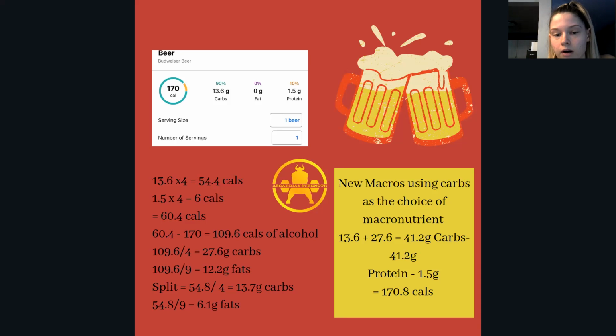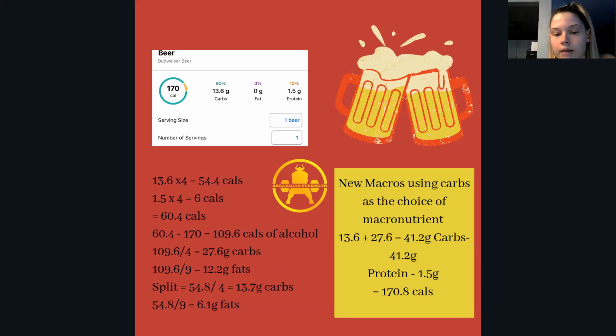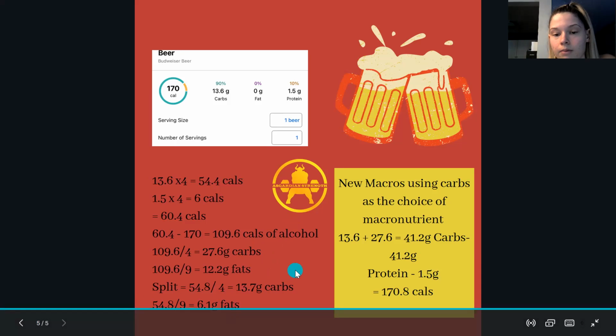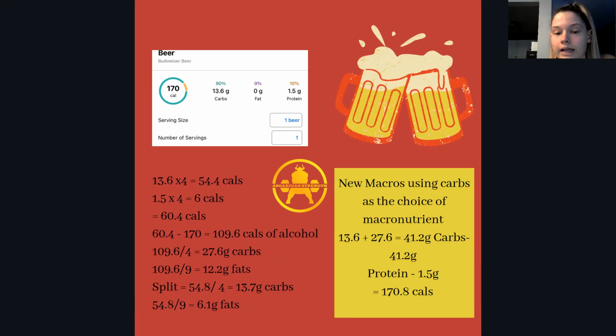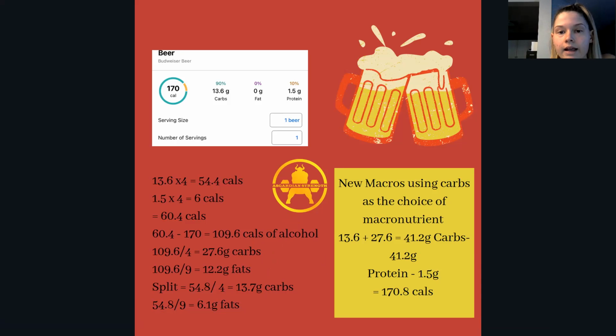So if we were choosing all carbohydrates, we would do 109.6 divided by 4, which equals 27.6 grams of carbs. If we wanted to strictly do fats, then we do 109.6 divided by 9, which equals 12.2 grams of fats. And then if we were to split both carbs and fats up, we'd be left with 54.8 calories, and divided by 4 for carbs, that would leave us with 13.7 grams of carbohydrates. And then if we were to do fats, it would be 54.8 divided by 9, which leaves us with 6.1 grams of fat.